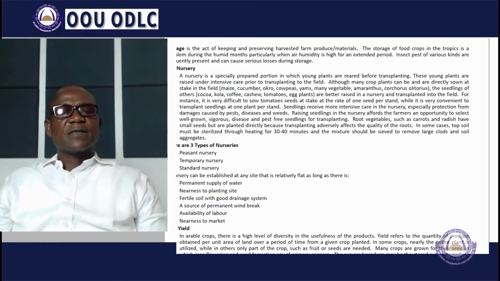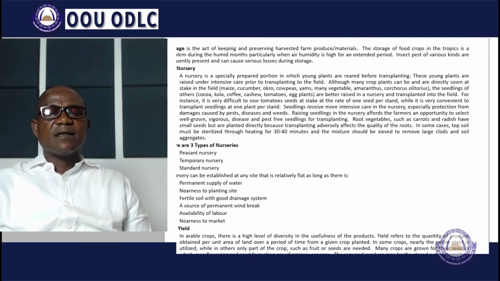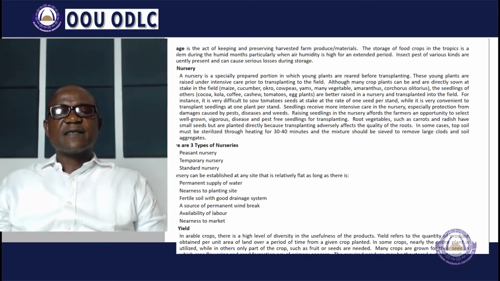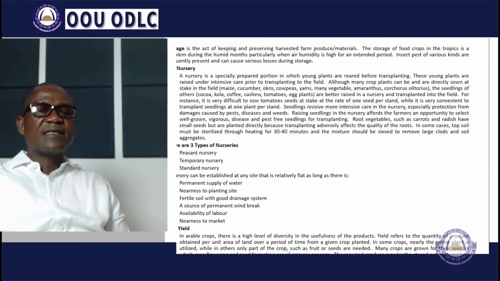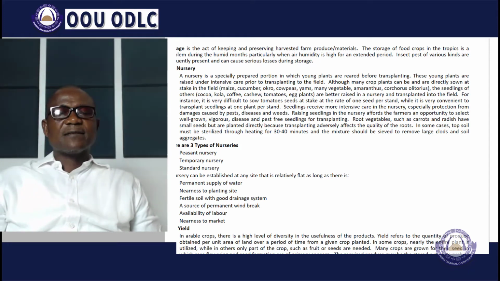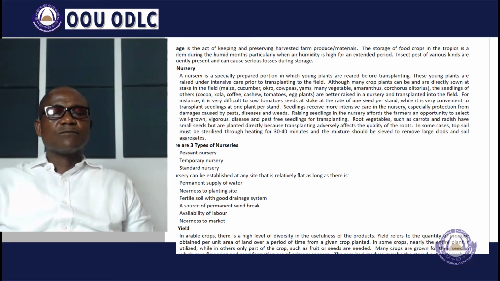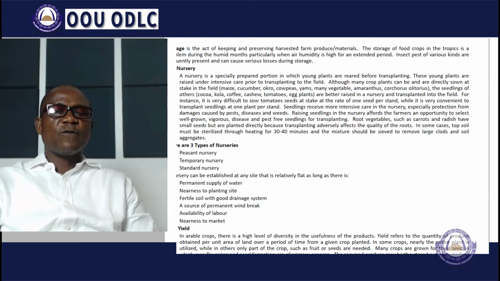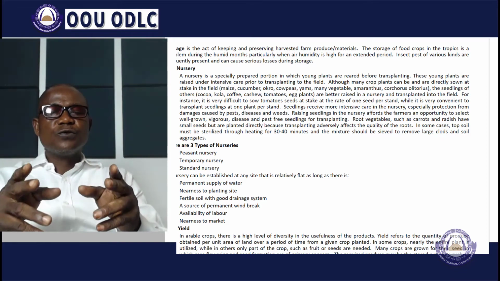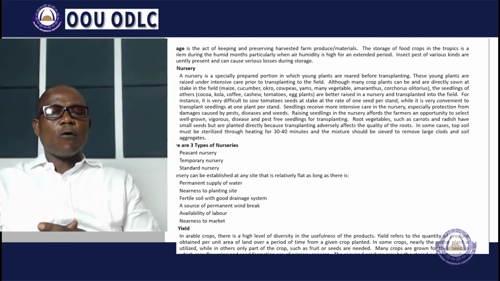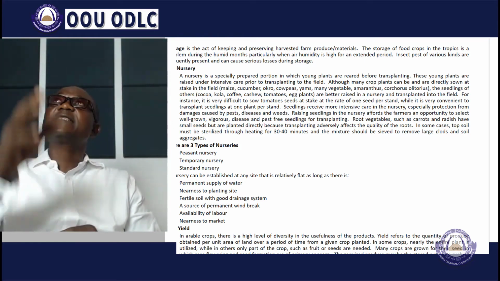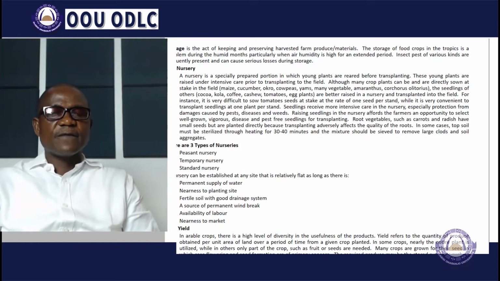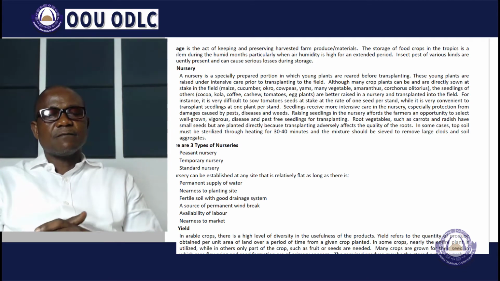A nursery can be established at any site that is relatively flat as long as there is 1. Permanent supply of water, 2. Nearness to planting site, 3. Fertile soil with good drainage system, 4. A source of permanent windbreak, 5. Nearness to market, and also availability of labor.